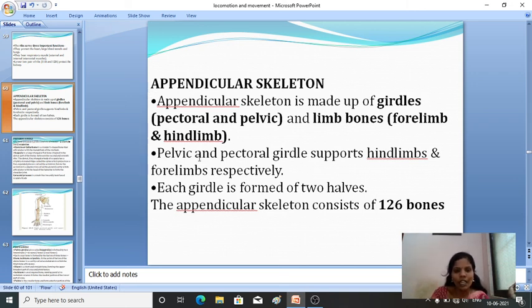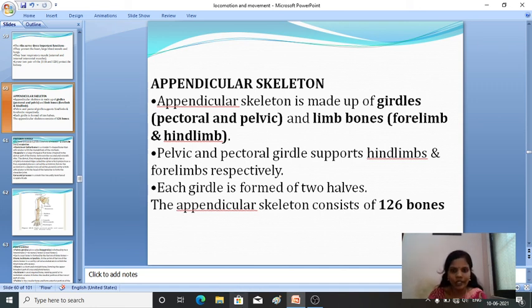Fine. Then the pelvic and pectoral girdles support the hind limbs and the forelimbs respectively. Each girdle is formed by two halves. The appendicular skeleton consists of nearly 126 bones. So the total appendicular skeleton has how many bones? 126 bones. Okay. How many bones are present in each part and what their functions are, we will study in detail.